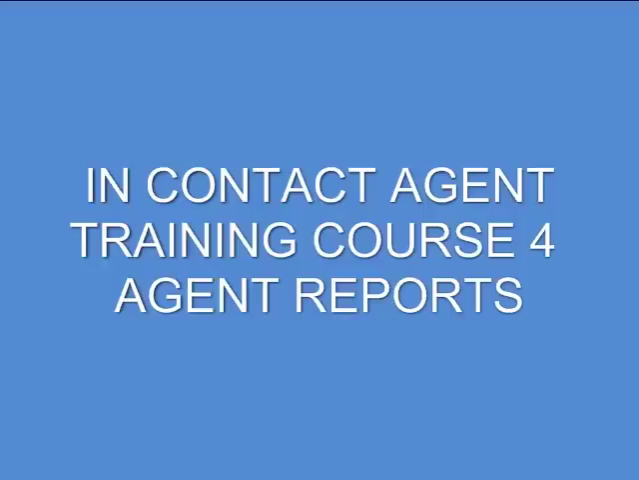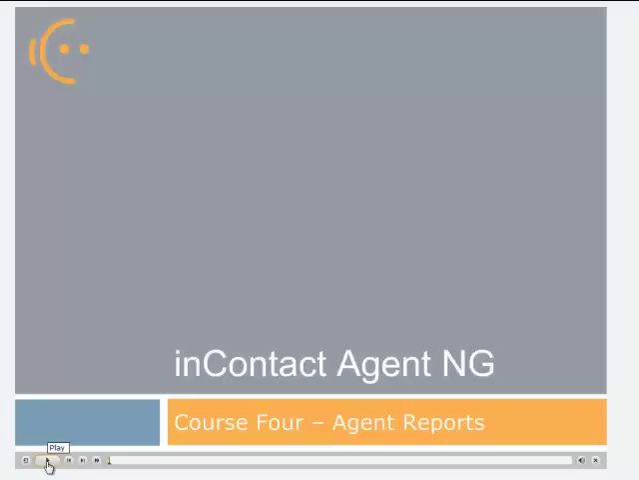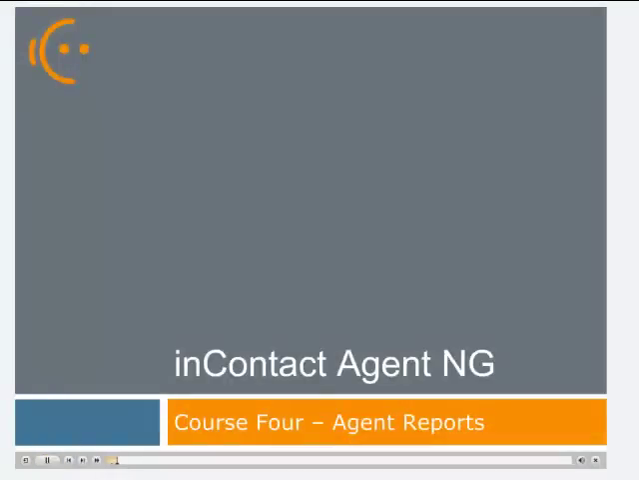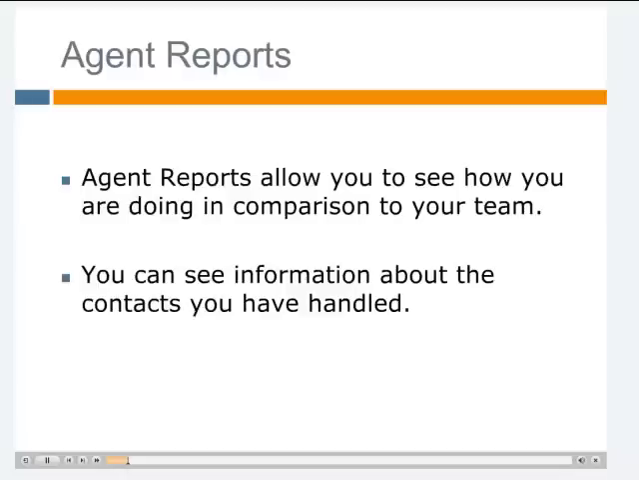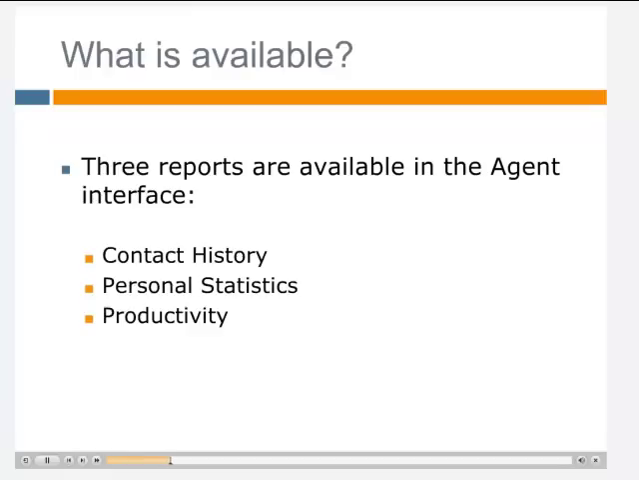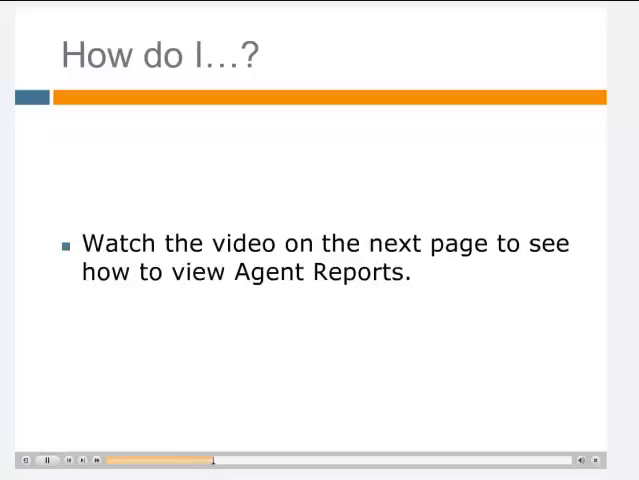Next is Course 4, Reporting and Information. inContact Agent Training, Course 4, Agent Reports. Agent Reports allows you to see how you are doing in comparison to your team. You can see information about the contacts you have handled. 3 reports are available in the agent interface: contact history, personal statistics, and productivity. Watch the video on the next page to see how to view agent reports.